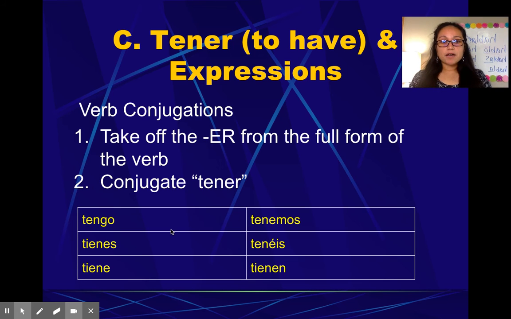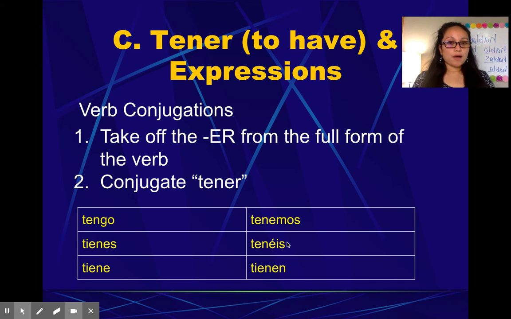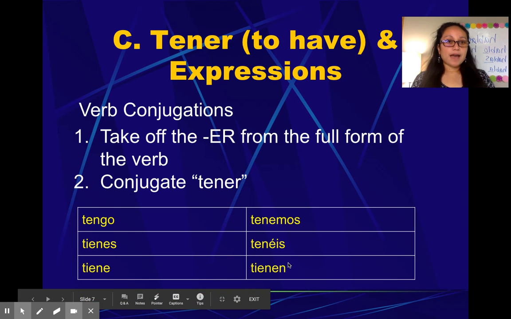So to say I have, en español, yo tengo. Tú tienes, you have. He has or she has, él o ella tiene. Nosotros tenemos, in English we have. Vosotros tenéis, you all have. And then they have, ellos, ellas, o ustedes tienen.